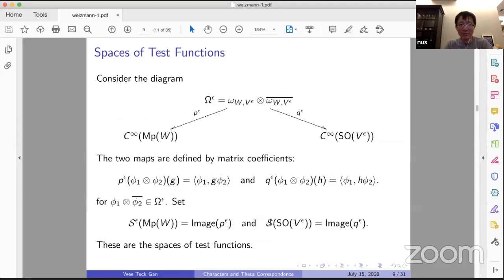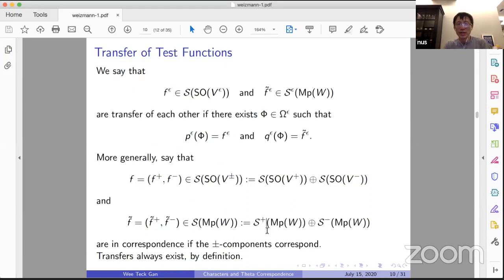Maybe I go back to the previous slide, because here I fix an epsilon, so I should keep track of it in all my notations. So on MPW, I have a space called S epsilon. On the orthogonal side, I just have a space on the group SOV epsilon. So on the MP side, I have S plus and S minus. They are both subspaces of the space of smooth functions on MPW, and I basically want to take their sum. Of course, at the moment, it's not clear that this sum is direct, but it will be. I'll mention it later.